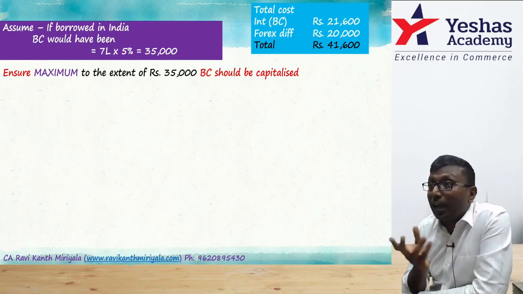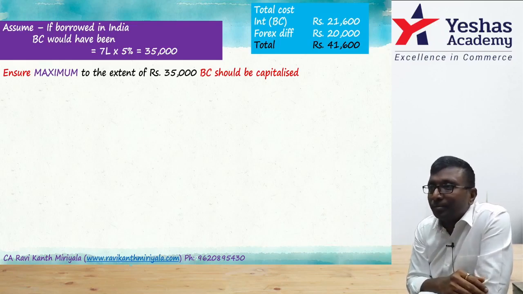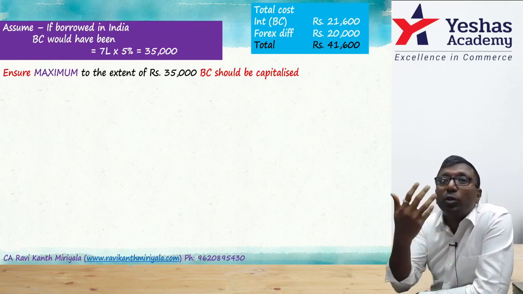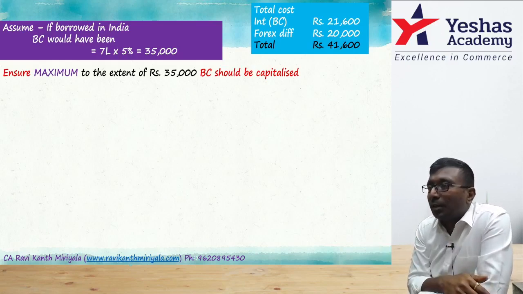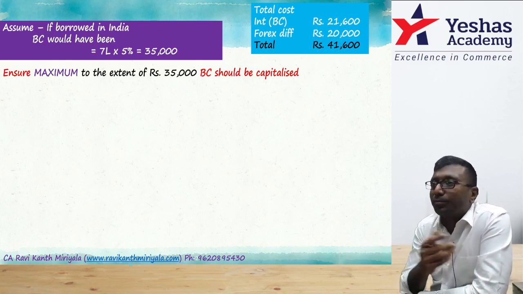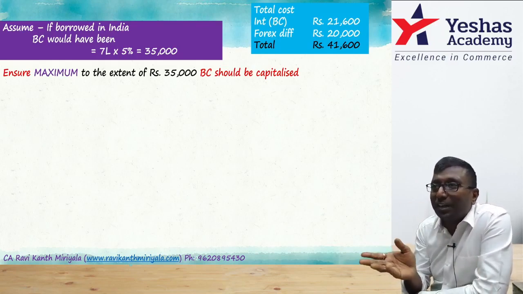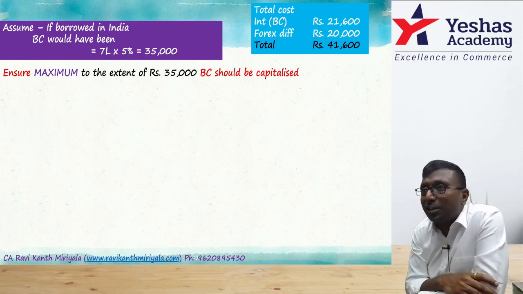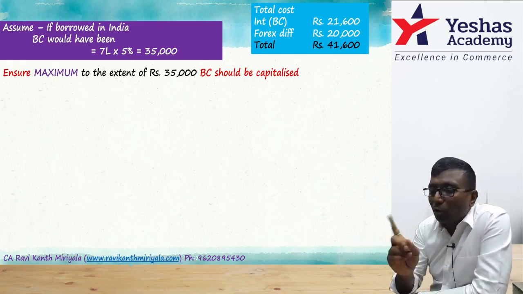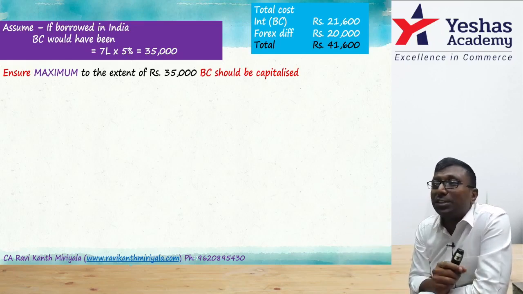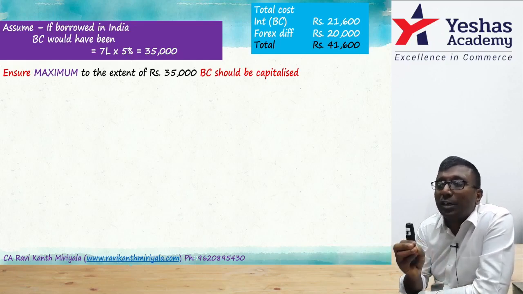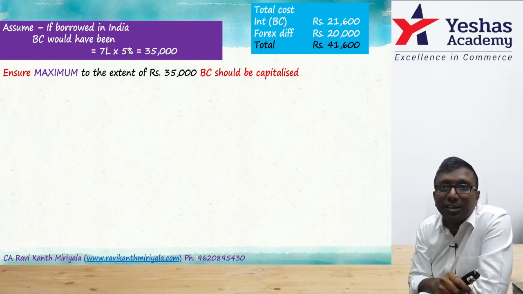That is the matter. If I had borrowed in India, 35,000 would have been added to the qualifying asset. I have not borrowed in India. Now you are trying to avoid it because you borrowed from outside India. Actually, have you lost? Actually, I lost more. Not 35,000, I lost above 35,000. But as per your normal standard, what is happening? Only 21,600 capitalization, you are saying. No, that is not correct. What are you supposed to do? What is the line, my dear? Ensure that maximum up to the extent of 35,000 rupees, you are supposed to capitalize it.